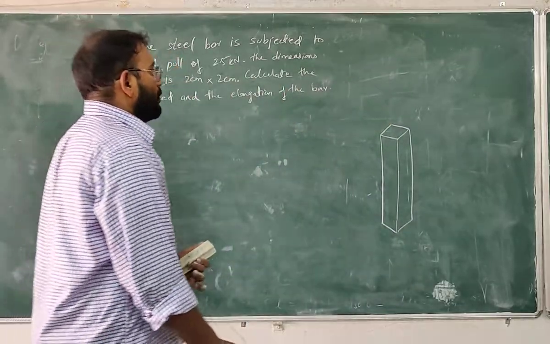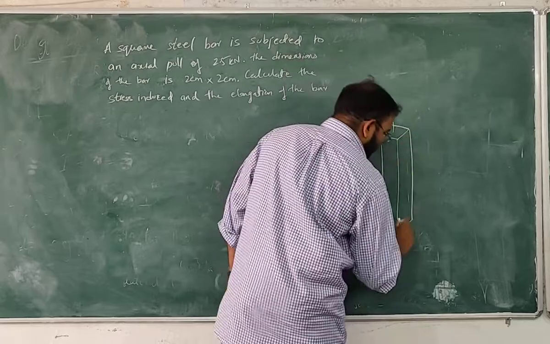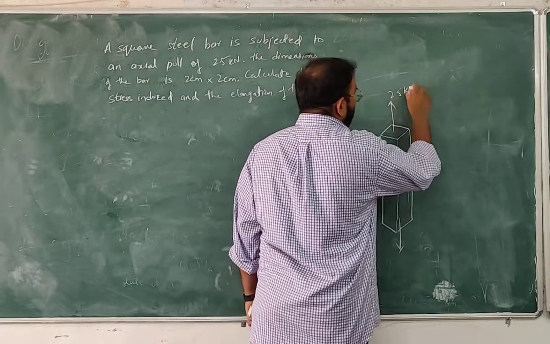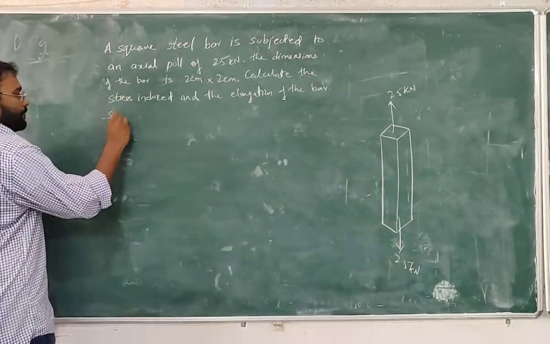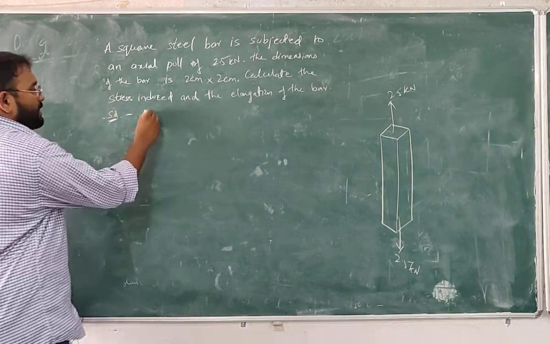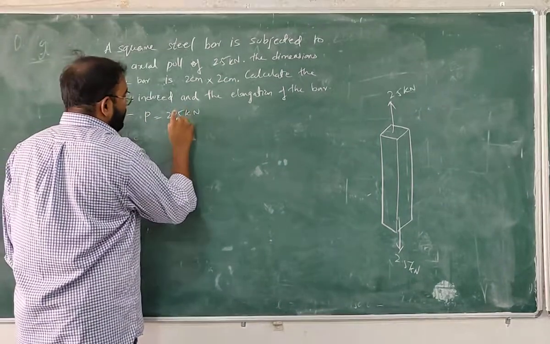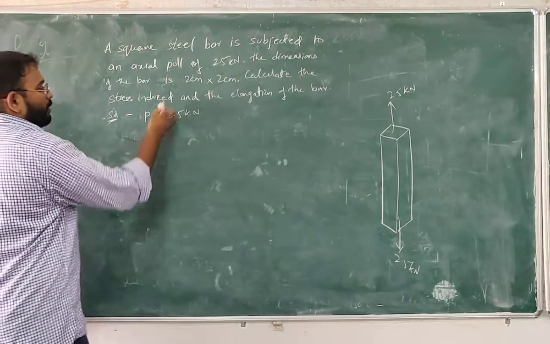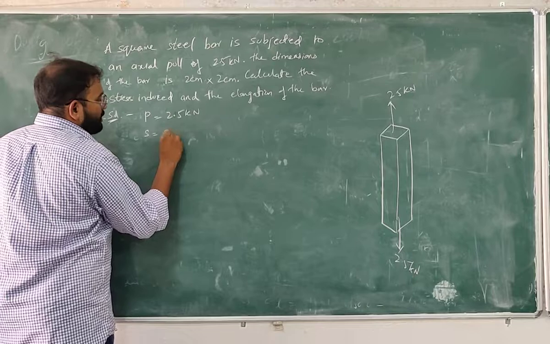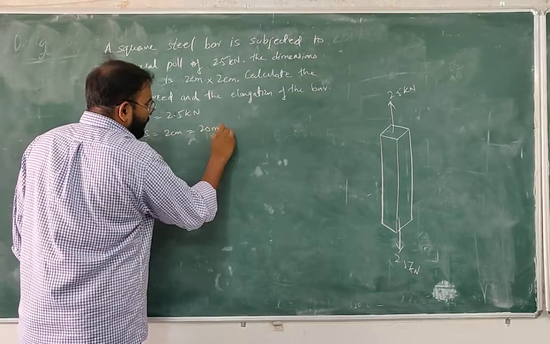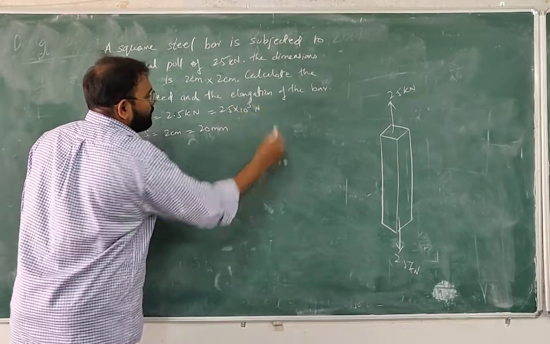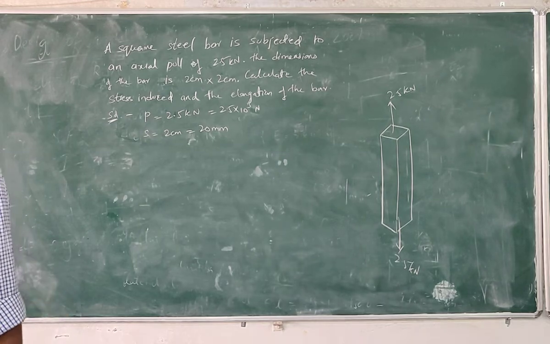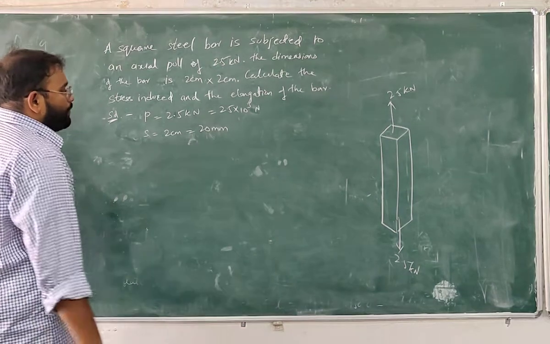You have a square bar of 2 centimeter by 2 centimeter. Now it is subjected to an axial pull of 2.5 kilonewton. P given to you is 2.5 kilonewton. Read the problem very carefully before solving. You are given side of the bar as 2 centimeters, which is equal to 20 millimeter. This is equal to 2.5 10 power 3 Newton. Always convert the units in Newton millimeter. That will be the SI units.